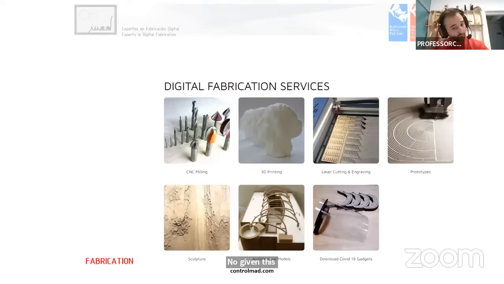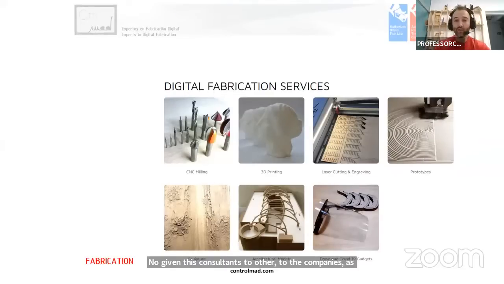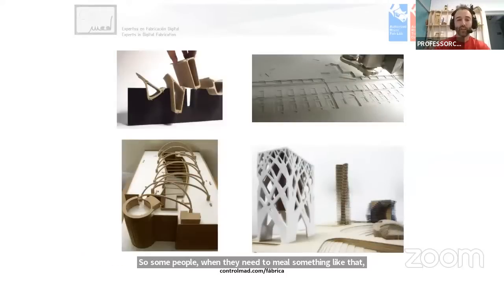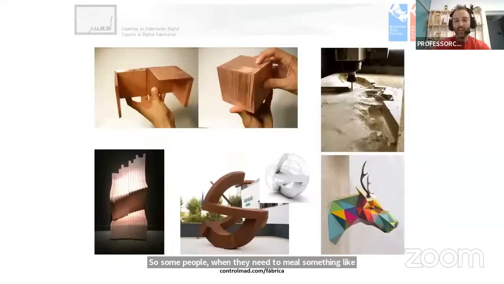As we have digital fabrication tools for the students and some projects, we also provide digital fabrication services. So some people, when they need to mill something like a terrain model or a mock-up, many kinds of things, they ask us, and then we develop those works if we can. For example, there are some that we could, like the ones on the top, and some others that we couldn't finish because we don't have the technology. For example, the one in the middle bottom, we did the models in 3D, and then we developed the pieces as flat surfaces for a water jet to cut them in steel.